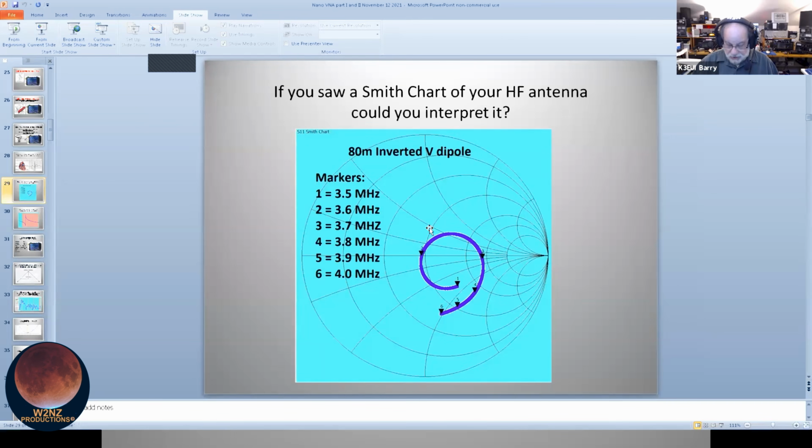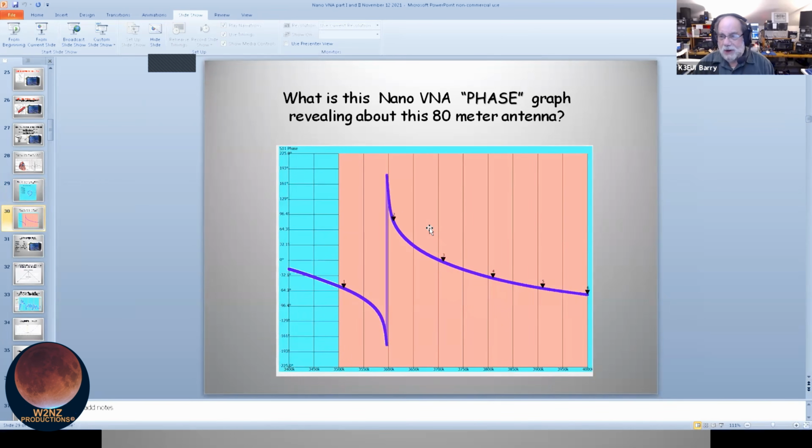Now, what if I showed you this? Whoa, wait a minute. What is this, Professor? A phase graph of an antenna. If you could see this and say, oh, man, look, this is phase in degrees. I'd say degree, I'm talking about an antenna. Yeah, phase in degrees. And here's frequency, 80 meters. So here's that same 80 meter antenna.